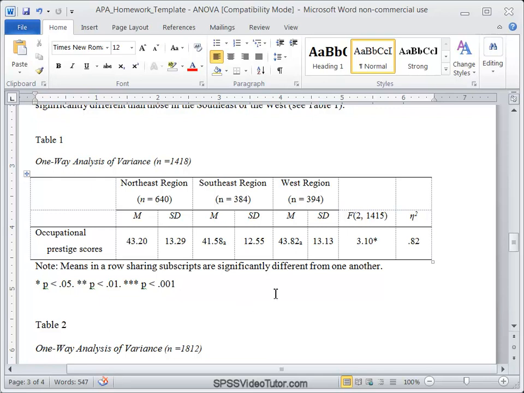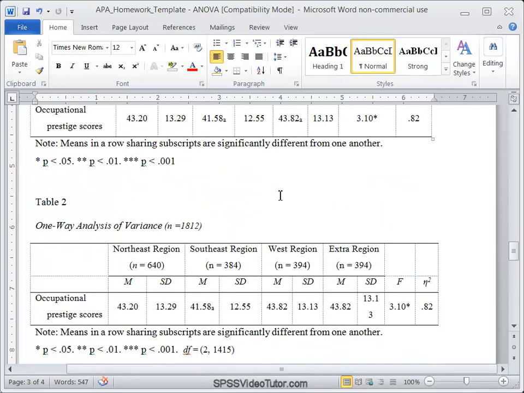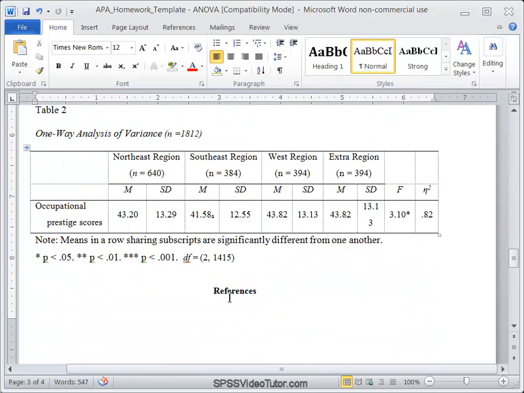Okay? Now, if you have 4 groups, then you can use this table right here. But typically you're only going to have 3, but I wanted to provide that for you so that you could have it. All right?